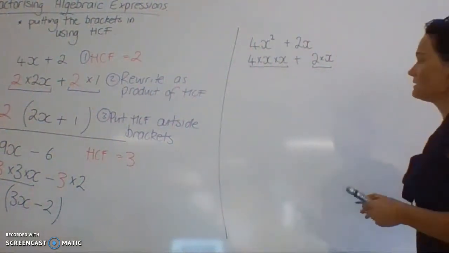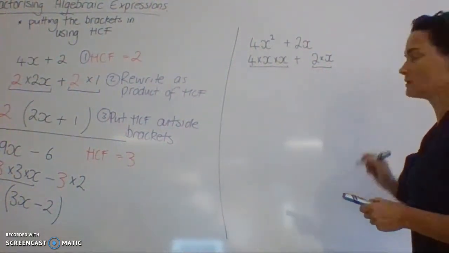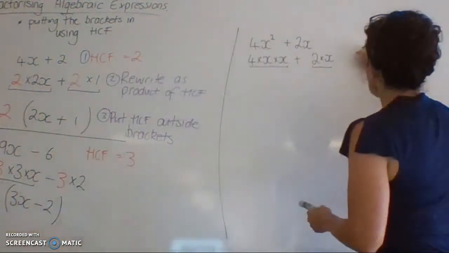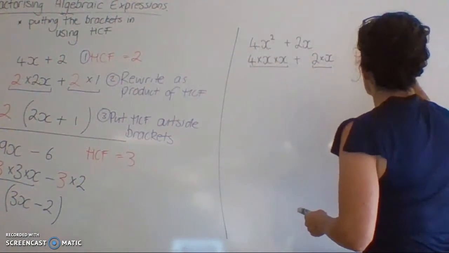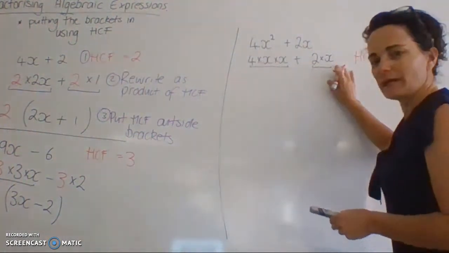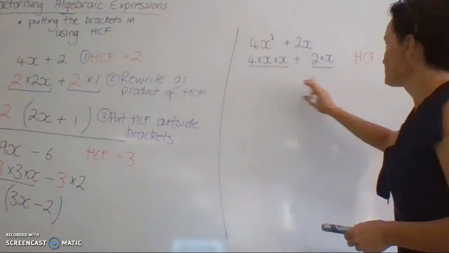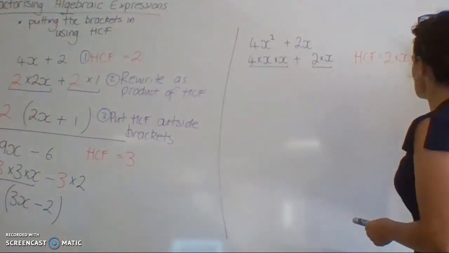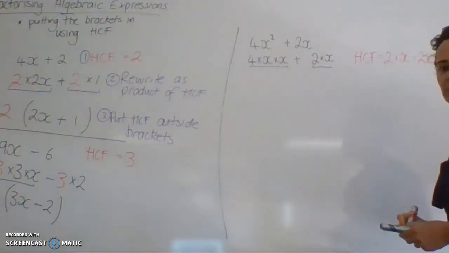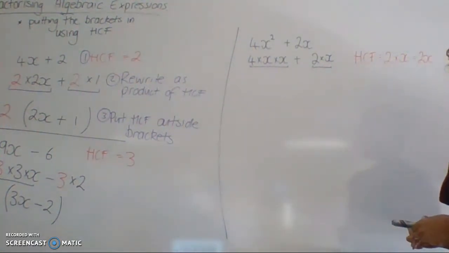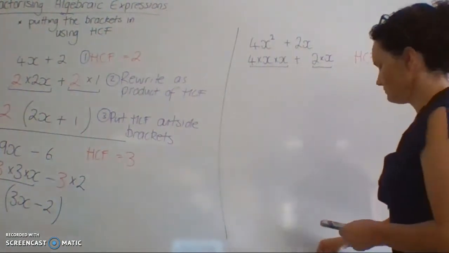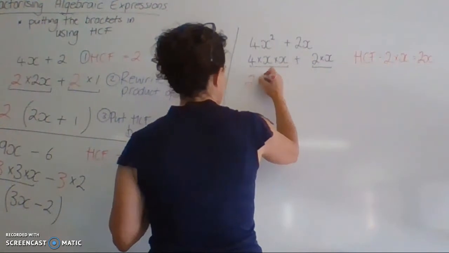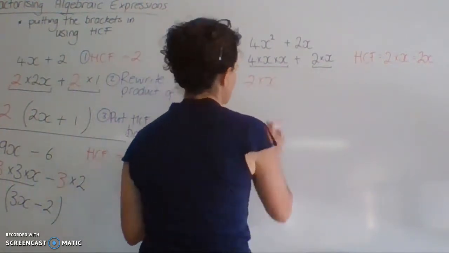Okay, and the highest number that goes into both is 2. And there's also x, because x is on both sides. So it's 2 times x, which is 2x. Okay, our highest common factor is 2x. So now we rewrite each term. We've got 2 times x is our HCF.